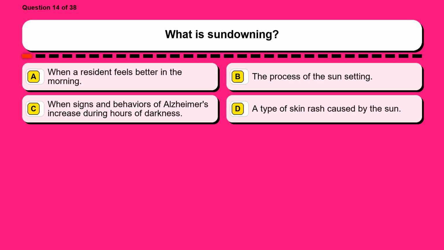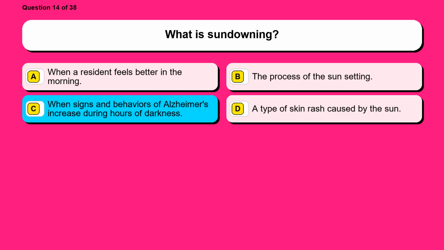Question 14. What is sundowning? Option A. When a resident feels better in the morning. Option B. The process of the sun setting. Option C. When signs and behaviors of Alzheimer's increase during hours of darkness. Option D. A type of skin rash caused by the sun.